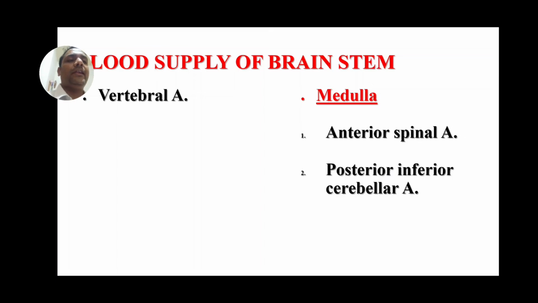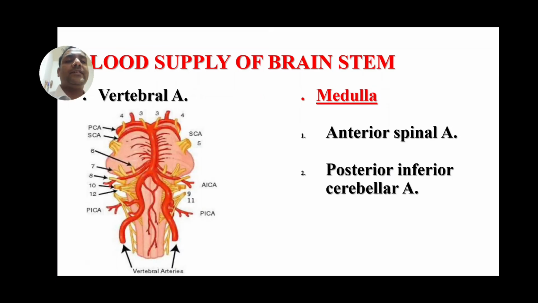You can see here the vertebral artery supplies the medulla via the anterior spinal artery and the posterior inferior cerebellar artery. The anterior spinal artery supplies the ventral and median zone, and it is usually involved in medial medullary syndrome or Dejerine's syndrome. The posterior inferior cerebellar artery, a branch of the vertebral artery, supplies the lateral part of the medulla, resulting in Wallenberg's syndrome involving sensory nuclei and sensory tracts predominantly.